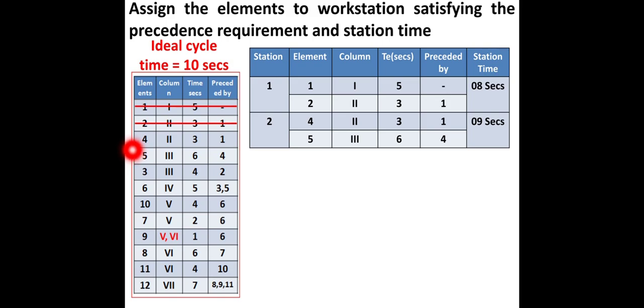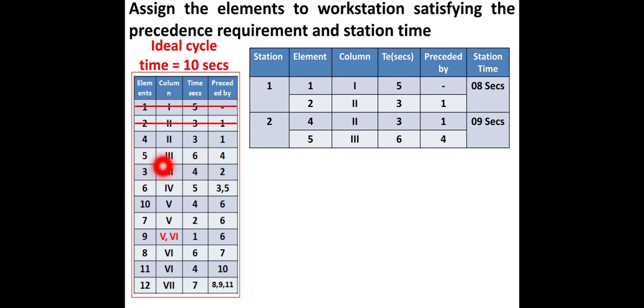So as we need to arrange in terms of column number 2, it has one element and it satisfies the precedence requirement and cycle time, so I have assigned it. Next, in column number 3 I have two elements, that is 5 and 3.